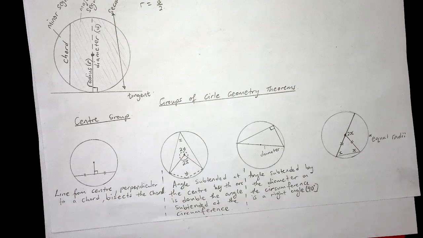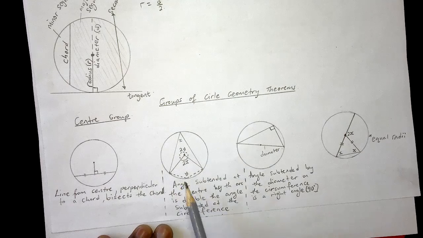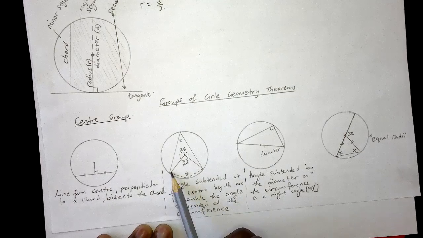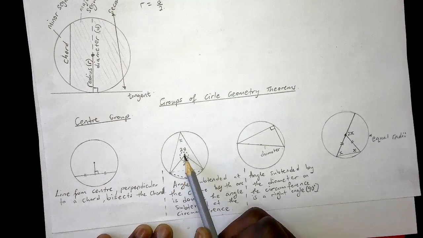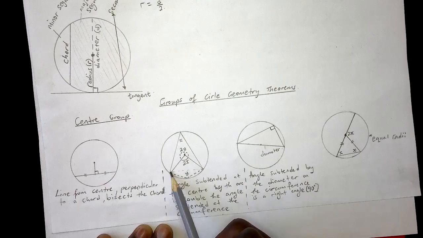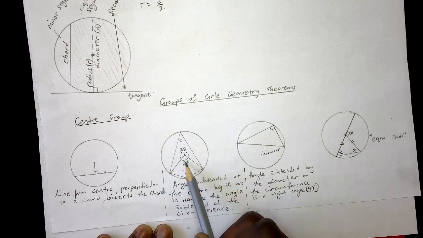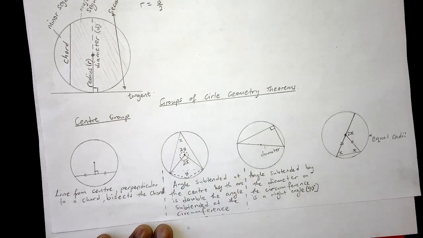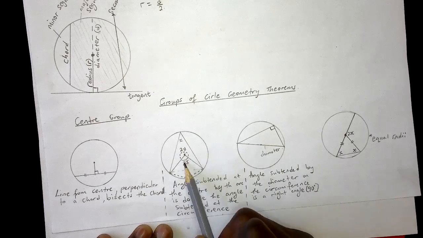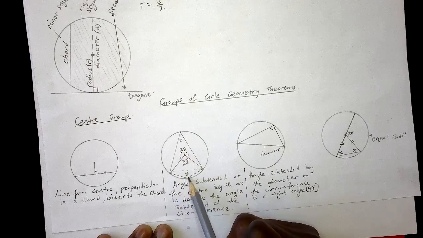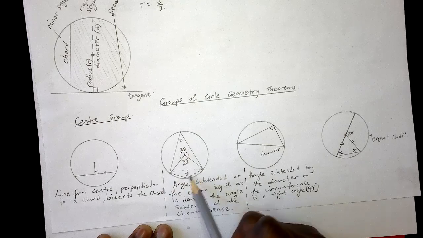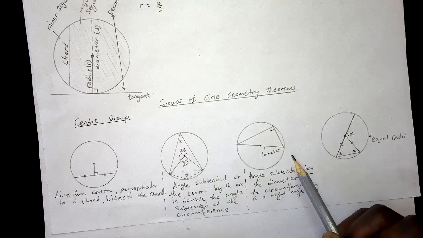Then the other theorem is the angle subtended at the center by the arc. So here we have an arc, and a straight line that we don't see. This arc is subtending one angle at the center, which is this one, and the other angle on the circumference. We are saying the angle at the center is twice the angle on the circumference. That's what you must know. And it also goes both ways: if this angle here is twice the angle on the circumference, that's what you must know.